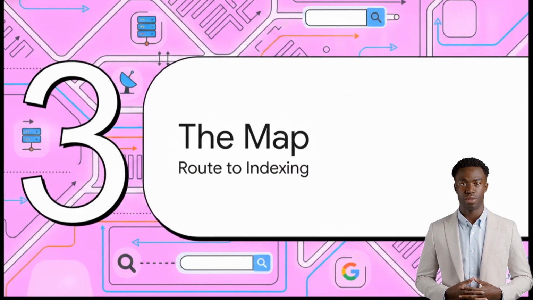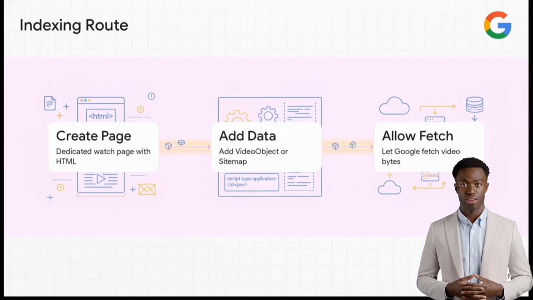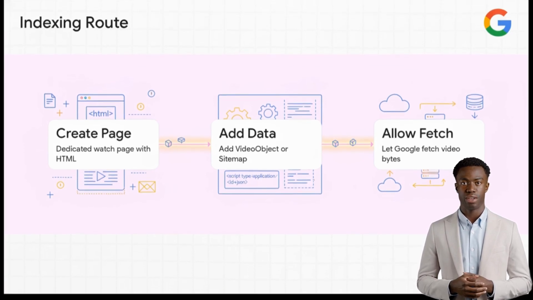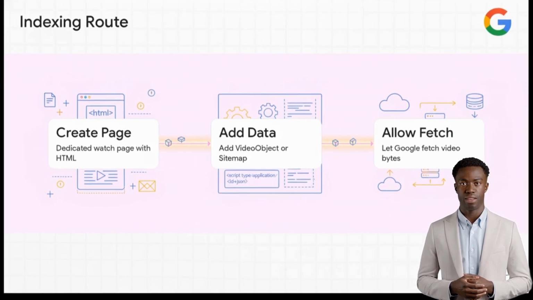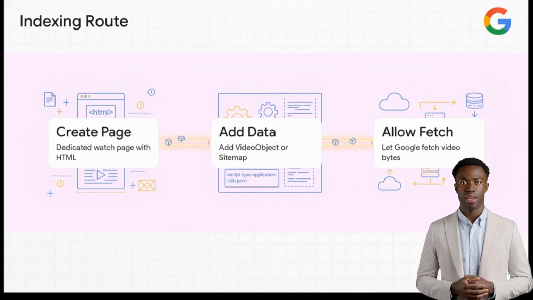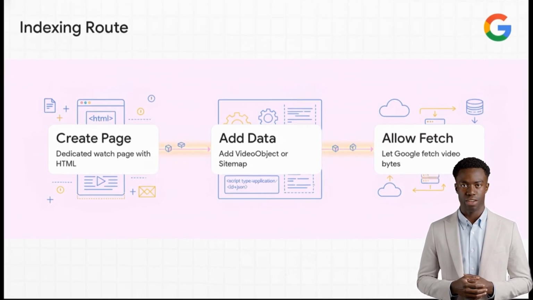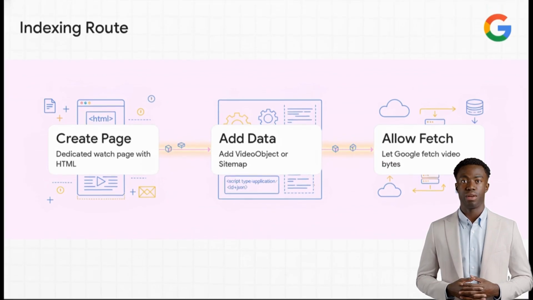Let's move to part 3, the map. Here's your specific route to indexing. This is a really straightforward sequence, but it's your direct notification to Google. It takes you from page creation to mapping the exact location of the video bytes. Step 1, create a dedicated watch page using standard HTML. Step 2, add your video object structured data or a video sitemap to give it all that context we just talked about. And step 3, allow Google to actually fetch the video streaming file URL.